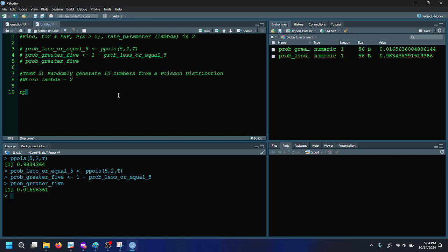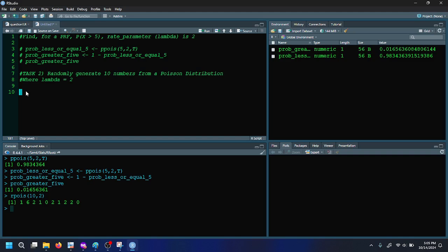The way we do that is rpois(10, 2). Run that, and there are our values, 10 of them following the Poisson distribution with that lambda value of 2. And we can, of course, assign this to an object so that we can work with it later on.